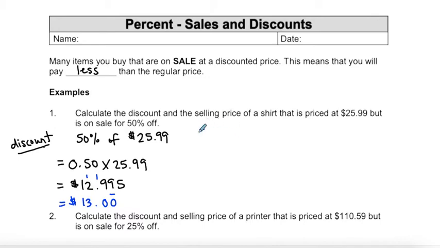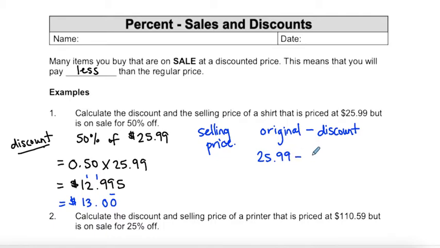So what is the selling price? Well, in order to find the selling price, I need to take my original price and subtract the discount. So I'm taking my $25.99 and I'm subtracting my $13 discount. And that's going to give me a value of $12.99.